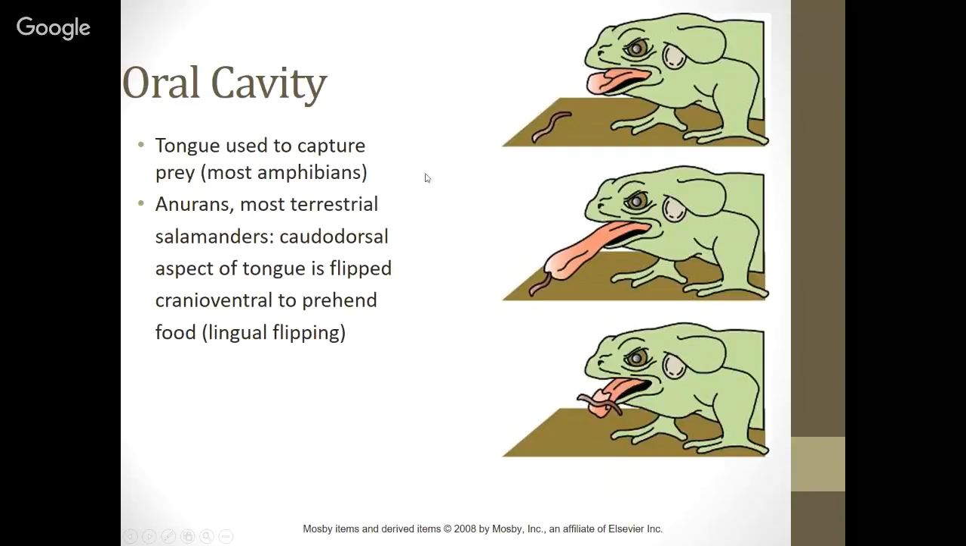The tongue is used to capture prey for most amphibians. In most terrestrial salamanders, the caudodorsal aspect of the tongue is flipped cranioventrally to prehend food, and that's called lingual flipping. So basically it's folded over, they bring it out, flip it, capture it and bring it back. Here's those big parotid glands. This looks like an evil monster frog.